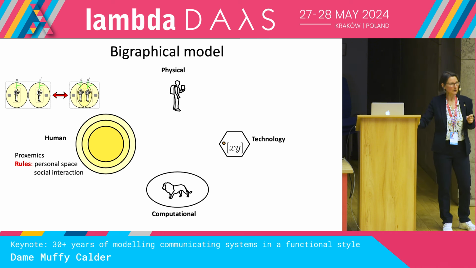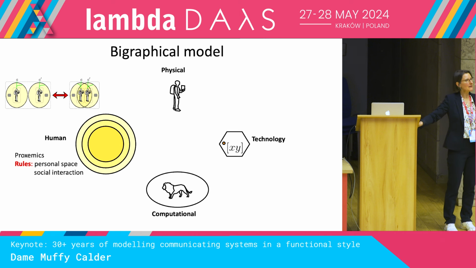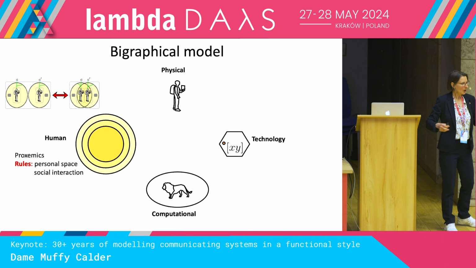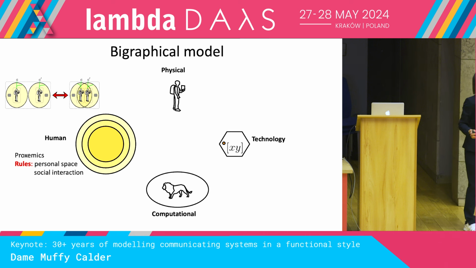So what can the humans do? Here we decided we need to model some notion of social interaction. So this is where I read up about the theory of proxemics. Hadn't heard the word before, now I know all about it. It's basically, are you in the proximity of another person so you can have a social interaction?